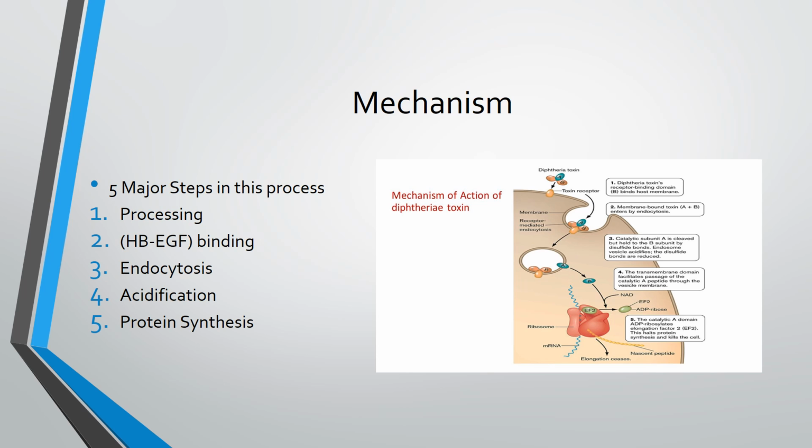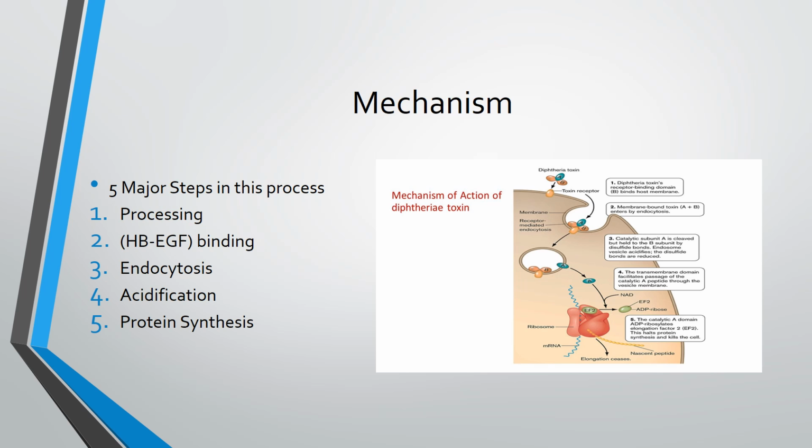Step number 2 is binding, and binding is just that. The toxin binds to the heparin-binding epidermal growth factor precursor. In step number 3, the complex undergoes endocytosis by the host cell. In number 4, acidification inside the endosome induces translocation of the A subunit into the cytosol. Disulfide bonds are broken and the B subunit remains in the endosome.